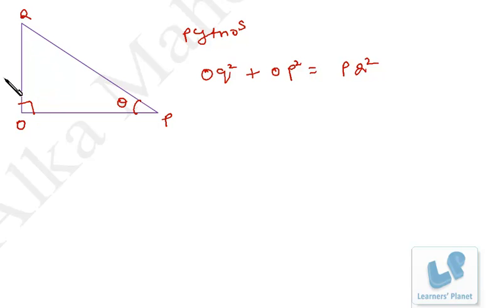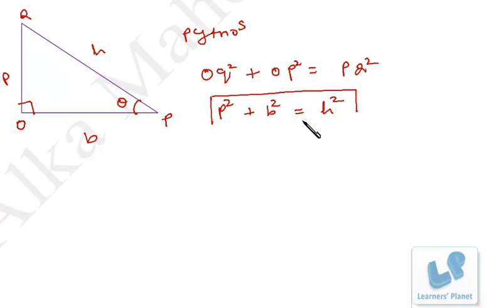So OQ is what? Perpendicular. OP is what? Base. And QP is what? Hypotenuse. So precisely we can say P square plus B square is equal to H square. That is the relationship among the 3 sides, right? And Pythagoras theorem we have discussed in detail in our junior classes, right?